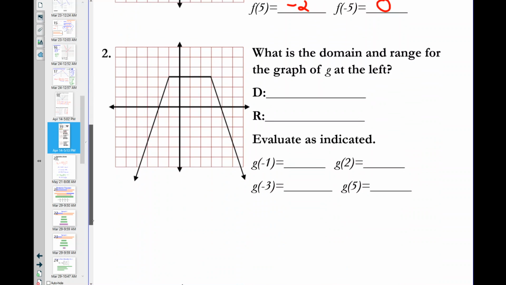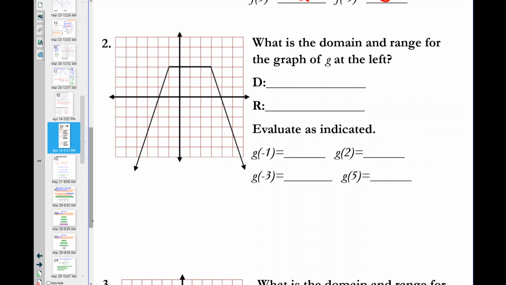Juancito, domain of that one. Good. Yes, Caroline? Go. Yeah. Negative infinity and then 3 with a bracket.